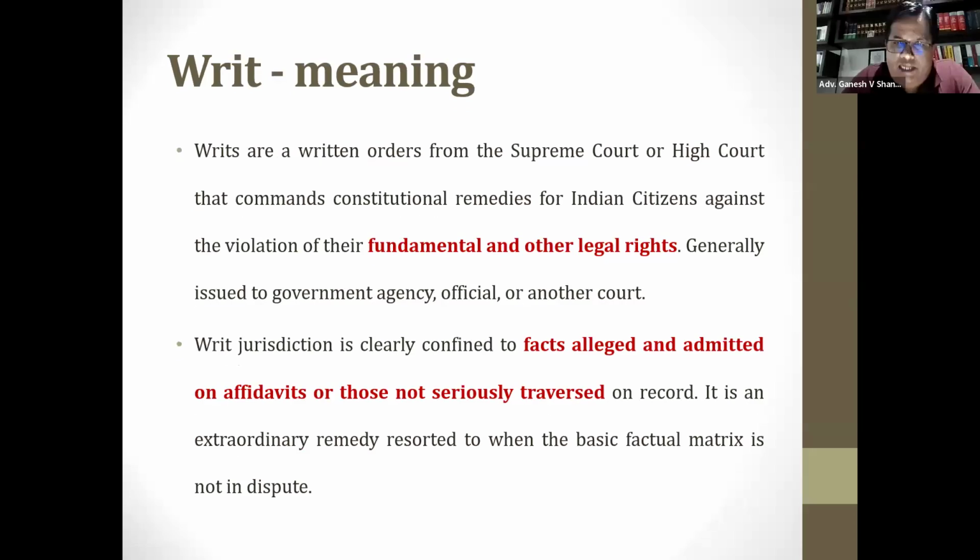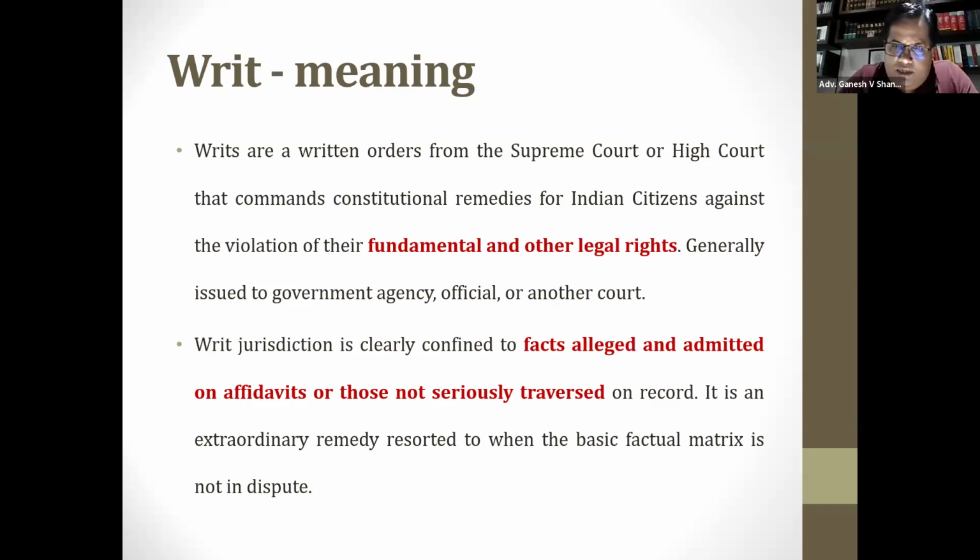The meaning of writ, technically, is nothing but an order issued by the Supreme Court or the High Court, which is a command on the executive body of the government for violation of a fundamental right or any other legal rights which are conferred on the citizens of the country under any statutes. And it is generally issued against government agency officials or another court, apart from certain private parties also.